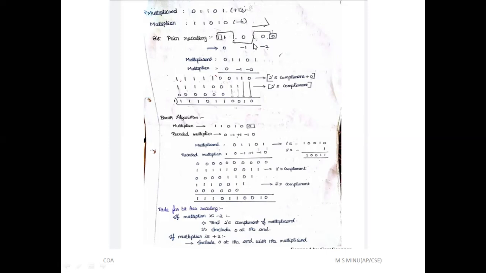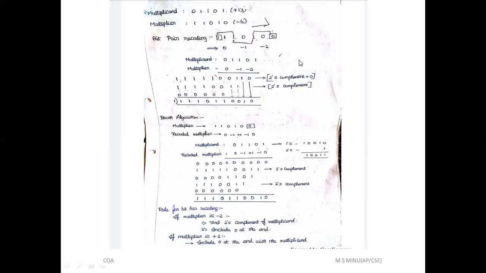In Booth algorithm, from the rules, we took 2 bits from right to left. So here you have to take 3 bits, from right to left. That is here 010, and here 101 and 111 will be there. So you have to group it as 3 bits over here.